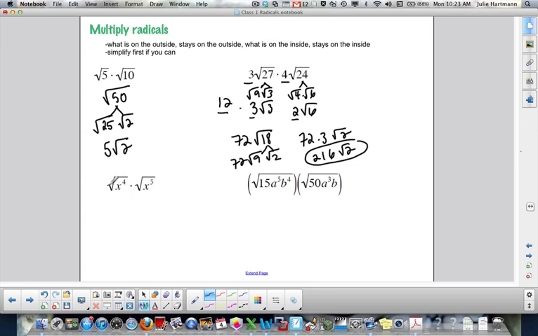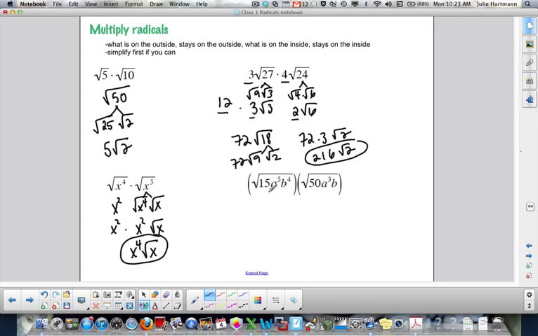Next one, square root of x to the 4th. Well, the square root of x to the 4th we know is x squared. And then x to the 5th we can break down to x to the 4th times x. Square root of x to the 4th is again x squared, root x. So we have x squared times x squared. 2 plus 2 is 4, so x to the 4th, root x.